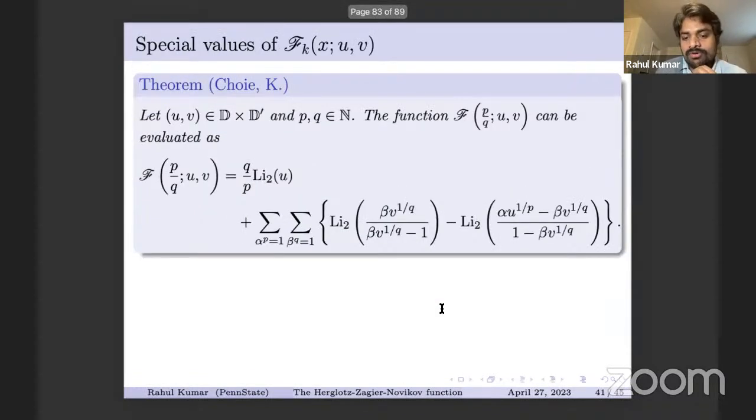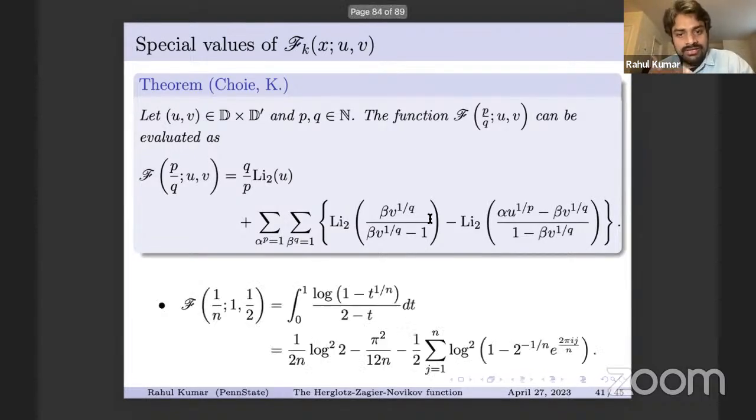So how are we getting these special values? These special values are coming from our one general theorem that we obtained for the Herglotz-Zagier-Novikov function at rational numbers P over Q. There you have these finite sums, and you have this Li2 minus Li2. So by specializing this general theorem, we can find special values for J and T at natural numbers, as well as for rational numbers, which I have not mentioned, but that can be done by using this theorem.